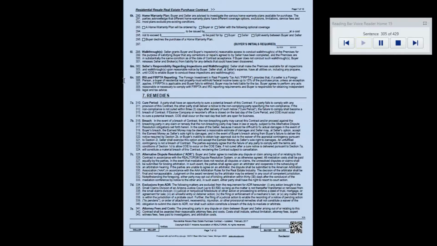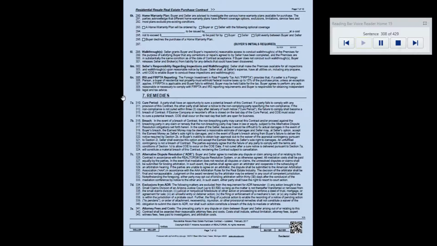6N. IRS and FIRPTA reporting. The Foreign Investment in Real Property Tax Act, FIRPTA, provides that, if a seller is a foreign person, a buyer of residential real property must withhold federal income taxes up to 15% of the purchase price, unless an exception applies. If FIRPTA is applicable and buyer fails to withhold, buyer may be held liable for the tax. Buyer agrees to perform any acts reasonable or necessary to comply with FIRPTA and IRS reporting requirements, and buyer is responsible for obtaining independent legal and tax advice.